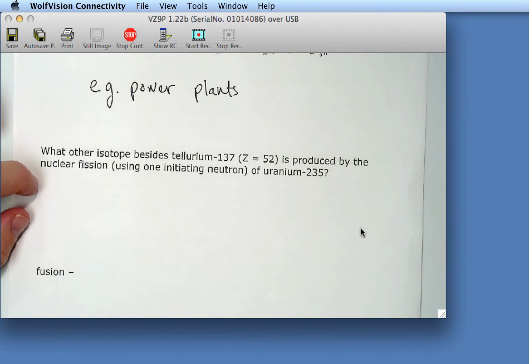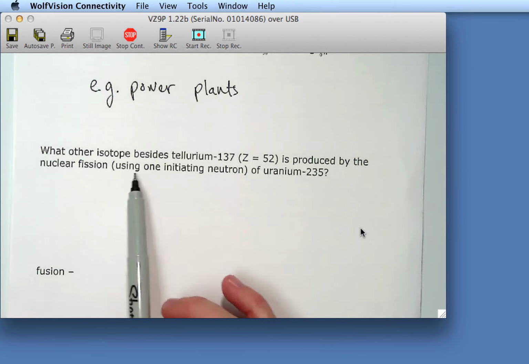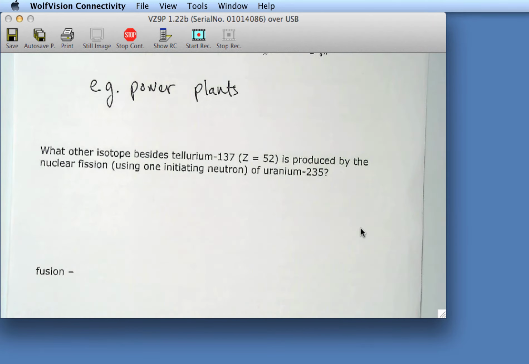I have an example of fission. And it's kind of like the nuclear bombardment reactions. What other isotope besides tellurium is produced by the nuclear fission using one initiating neutron of uranium-235? This is more of a stretch of these problems, more of an example. We will probably ask you more questions about how fission and fusion differ, that type of thing, as opposed to writing out fission and fusion reactions.